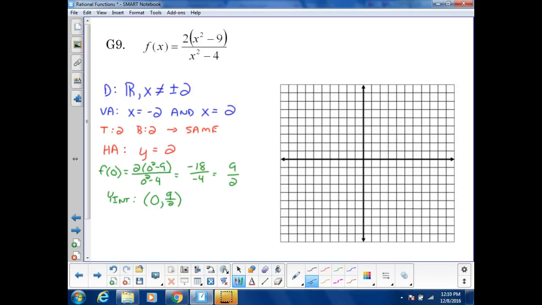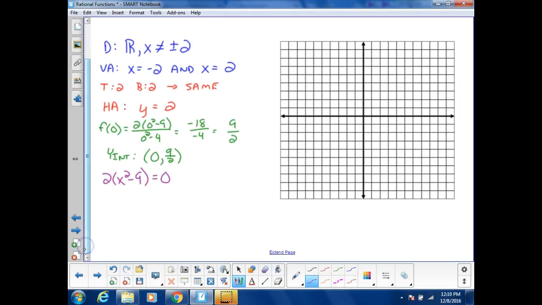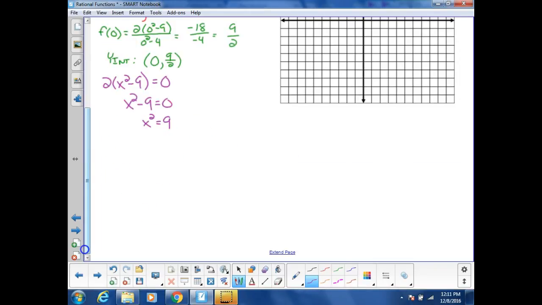Set the numerator, 2 times the quantity x squared minus 9, equal to 0. And then I get x squared minus 9 equals 0. Then that gives me x squared equals 9. Then that gives me x equals plus or minus 3. So that tells me I have x-intercepts at -3, 0 and positive 3, 0.